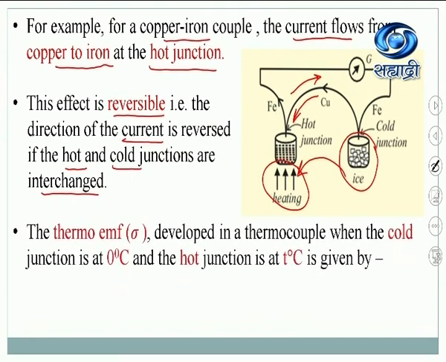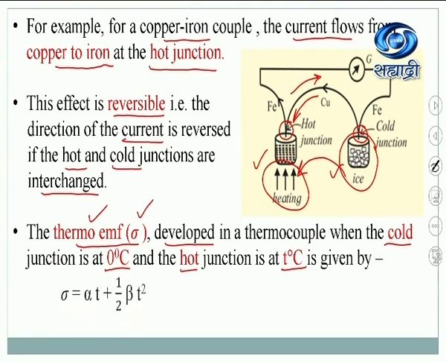Now, the thermo EMF, this is called sigma. The thermo EMF will be developed because we had seen different metals joined together, kept at different temperatures. It is in the closed loop, current flows, that means EMF is generated, it is called thermo EMF, say sigma. This thermo EMF is developed in a thermocouple when cold junction is at 0 degrees Celsius and hot junction is at T degrees Celsius. If this is so, then how much sigma is generated?